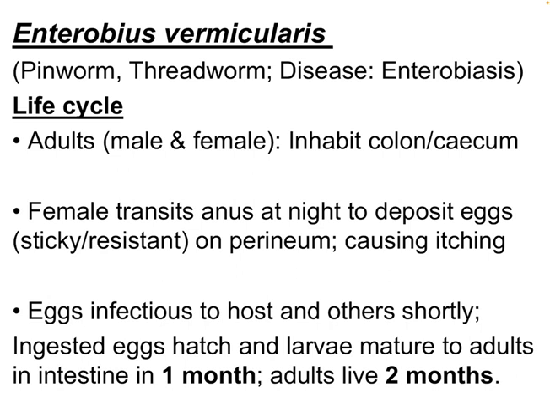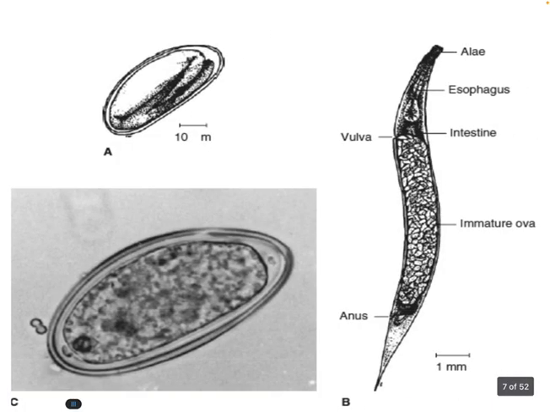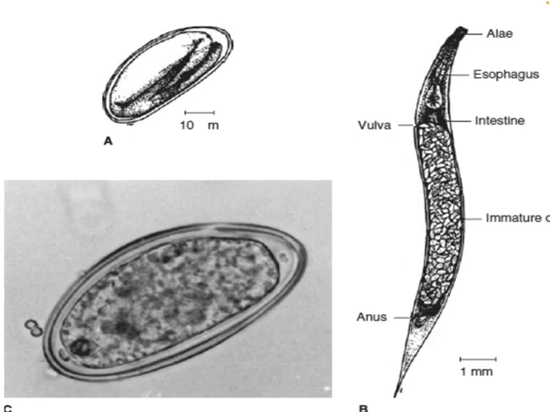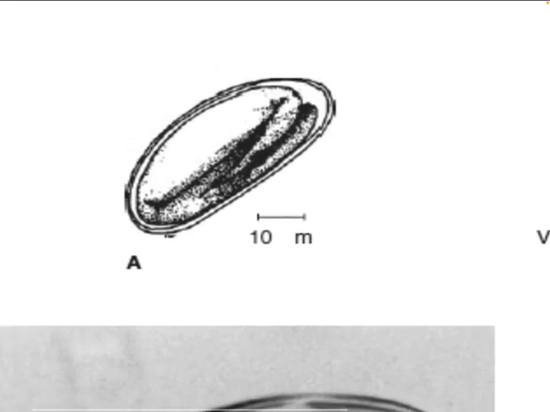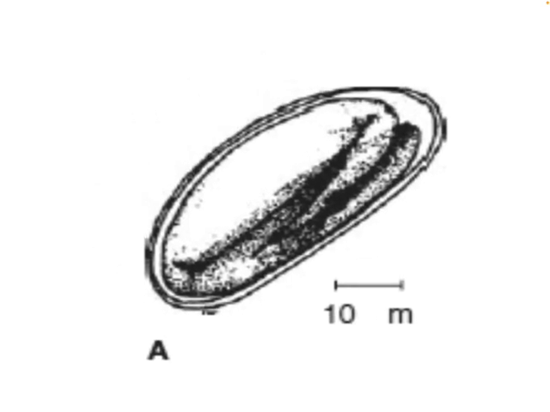So the ingested egg will hatch. Hatch means the egg cracks open. Larvae will be liberated in the intestine and become adult worms in 1 month. The adult worm usually lives for about 2 months. This is the Enterobius vermicularis adult worm. This is the egg, which you may have seen in the lab. The egg has a characteristic shape, flat from one side. If you see an egg flat from one side, that is Enterobius.